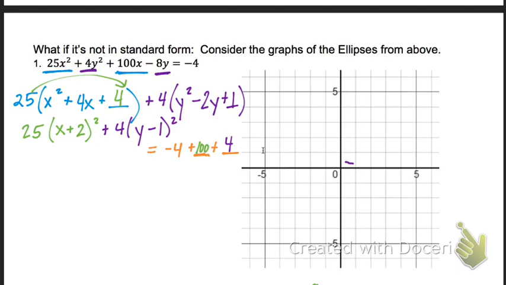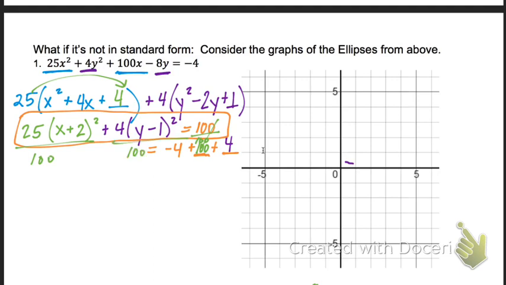So I have 25 x plus 2 squared plus 4 y minus 1 squared equals what? 100. So I've got this right here. But what we notice about all of these standard forms is that they equal 1. So my last step to get it to look like that is I divide everything by 100. Divide this by 100, cancels out. Divide this by 100, divide this by 100.